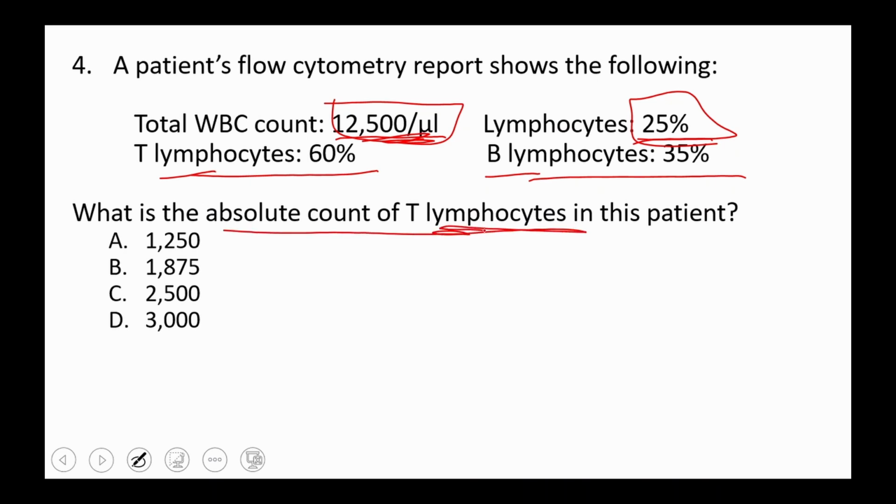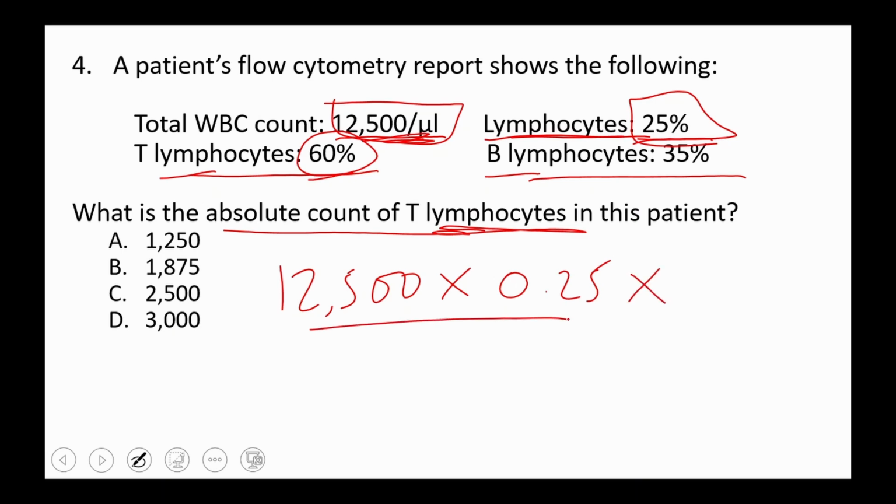To calculate the absolute count, first we have to know the absolute number of lymphocytes. Then from this absolute count of lymphocytes, we will take 60% of that. So 12,500 times 0.25 will give us the absolute count of lymphocytes. Then when we multiply this with 0.6, it will give us the absolute count of T lymphocytes. So when you do the calculation, you'll get this one.